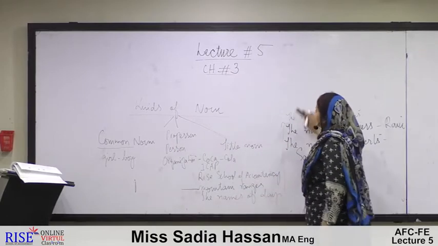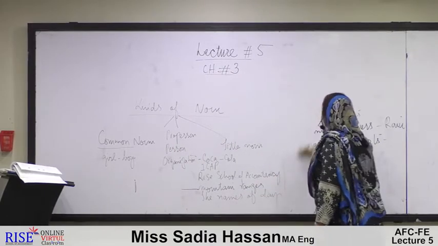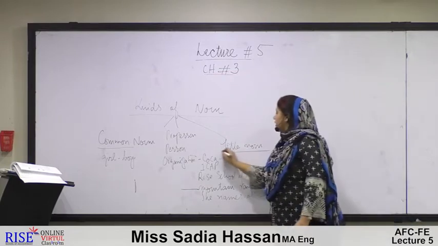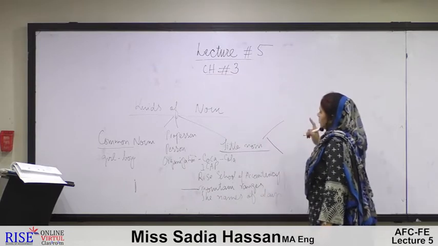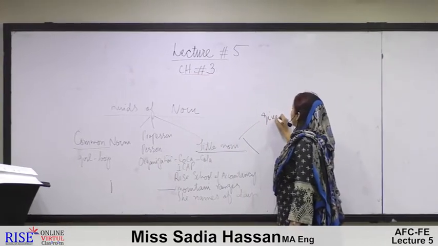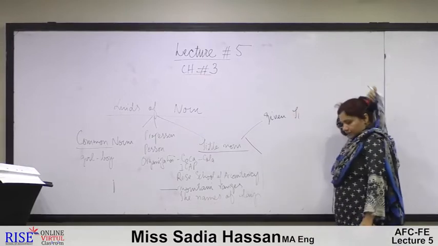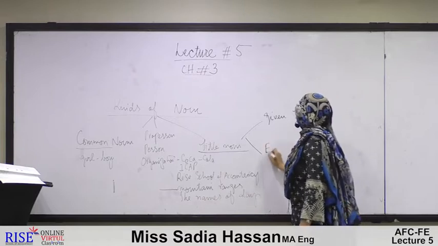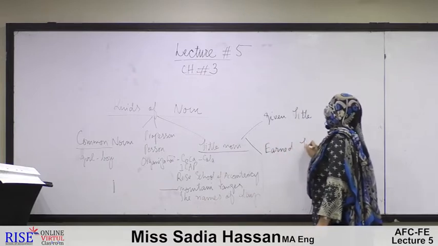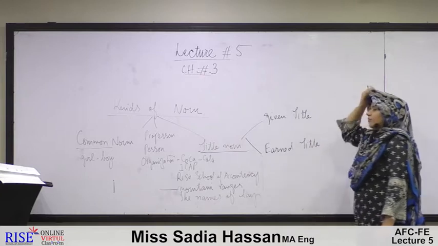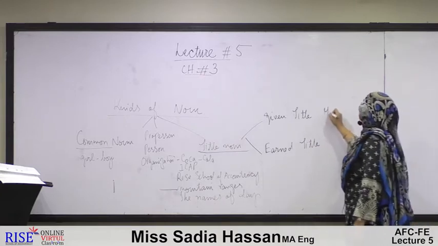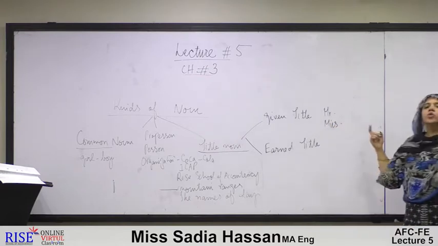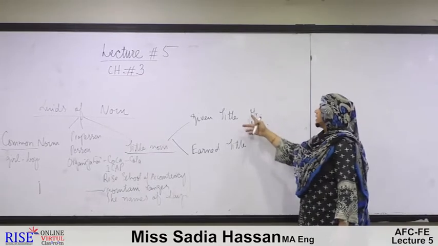The third form of the basic types of noun is called title noun. What do we mean by title noun? Actually, there are two types of title noun. The first is called given title, and the other one is called earned title. By given title, we mean Mr. and Miss, fine, which have been given to us without our intention. They are title nouns.